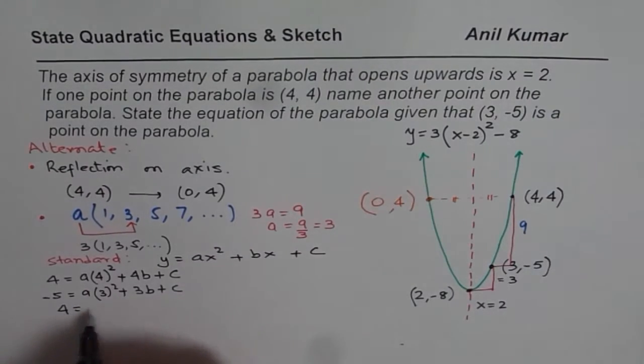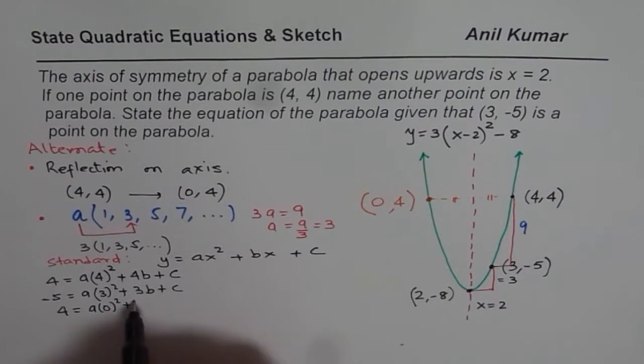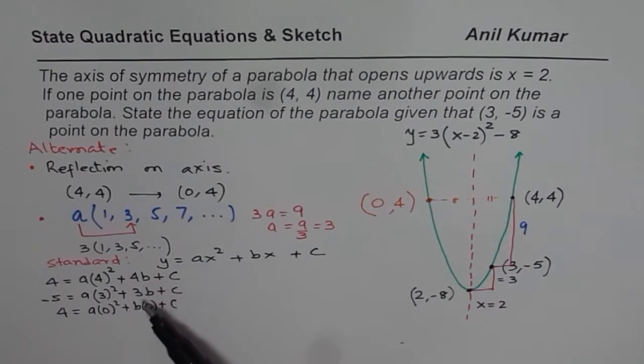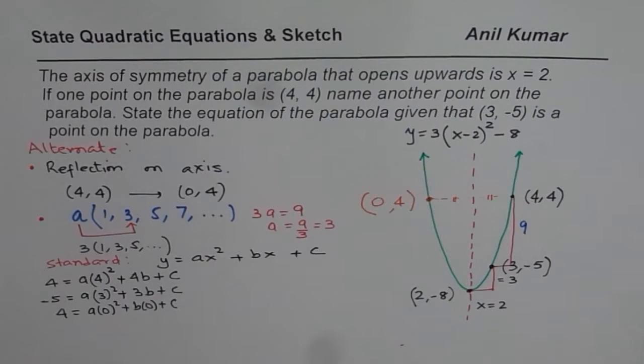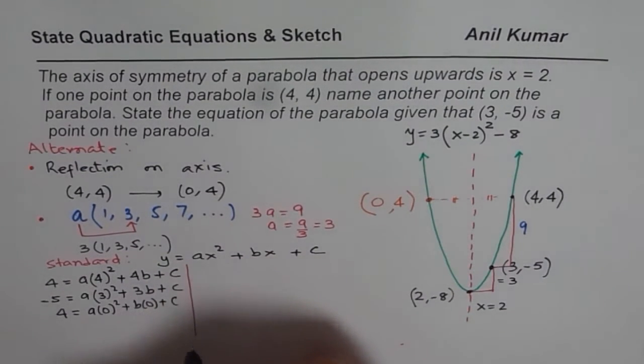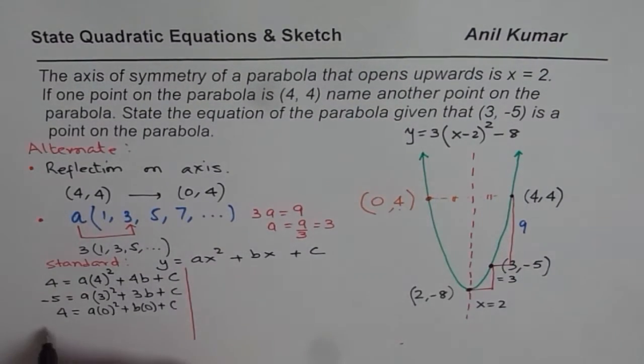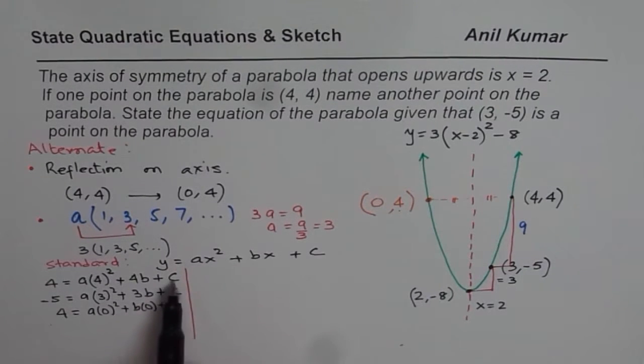That is 4, right? X is 0. So we get a times 0 squared plus b times 0 plus c. So we get the value of c from here, right? So you could solve these 3 equations and find your solution, right? So that is our standard way of doing it. So this is the standard way. From here, c is equal to 4. This is what c is, right? So once you write c equals 4, you get 2 equations to work with, which you can solve and get the answer, right? So this is also a good way of doing it.